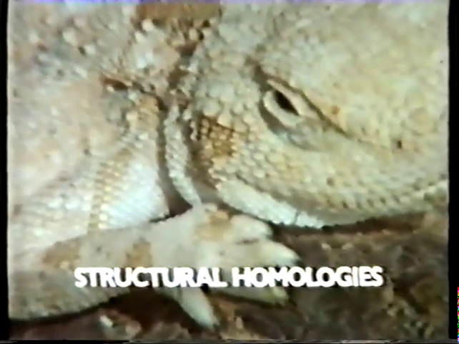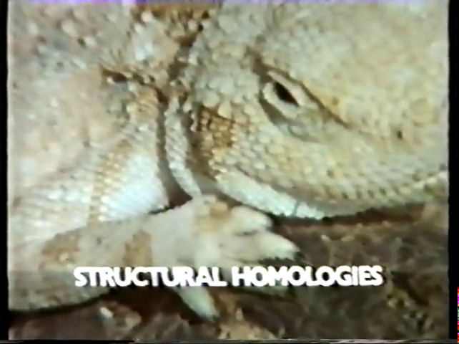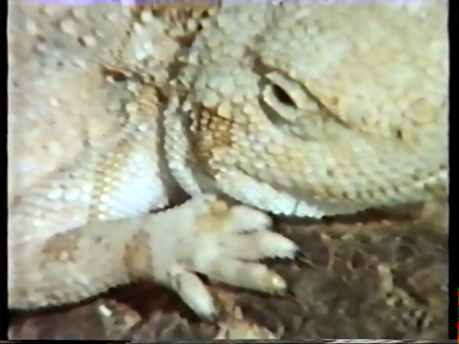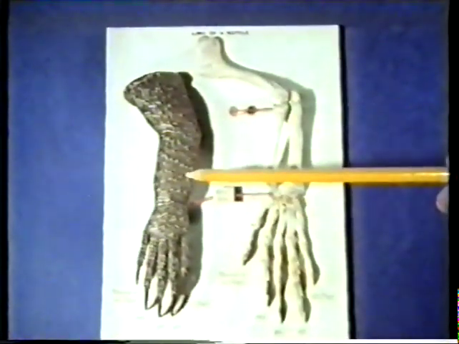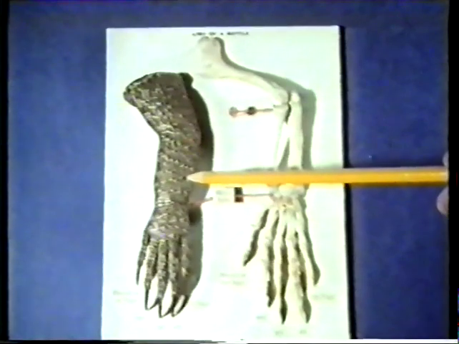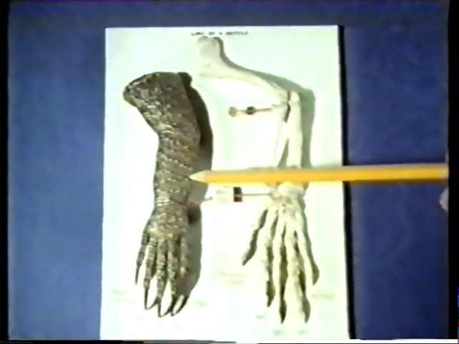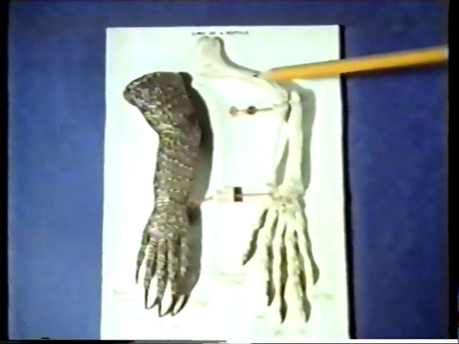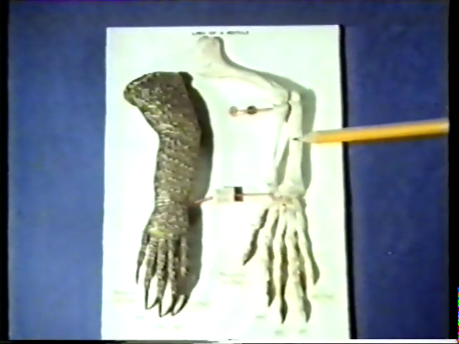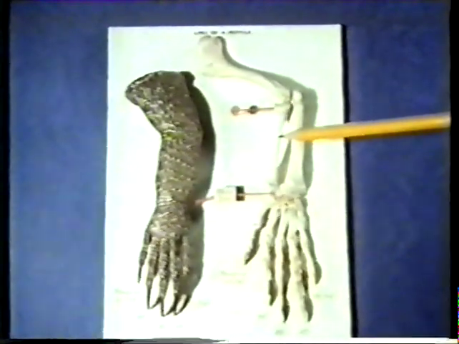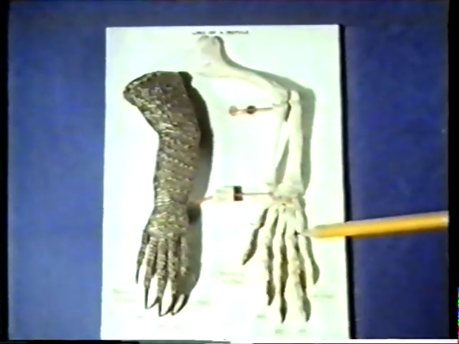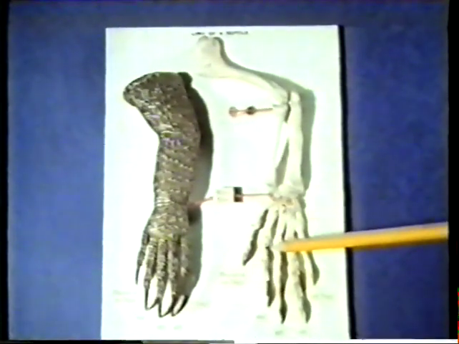We call these similarities structural homologies, and we shall be looking at some of these in this film. Consider the forelimb of this lizard. Here it is, and here are the bones. There's the humerus, the ulna, and the radius, and the phalanges, the bones of the hand.